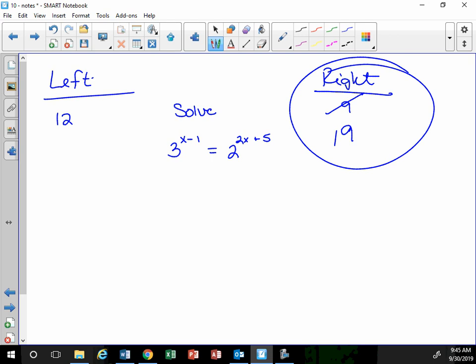All right guys, homework. Just do the homework, standard 10. It's just the front of the paper, okay?